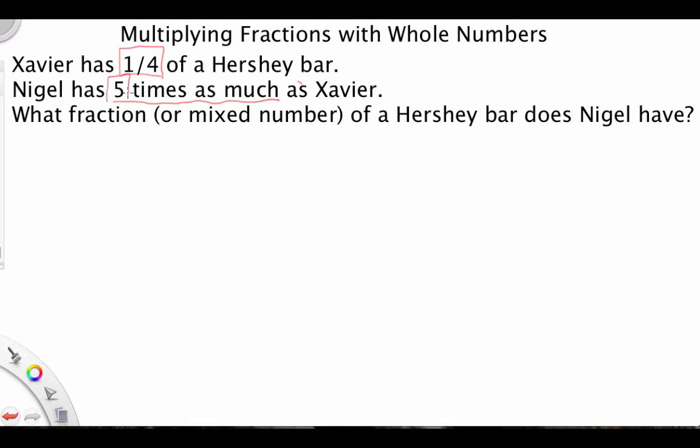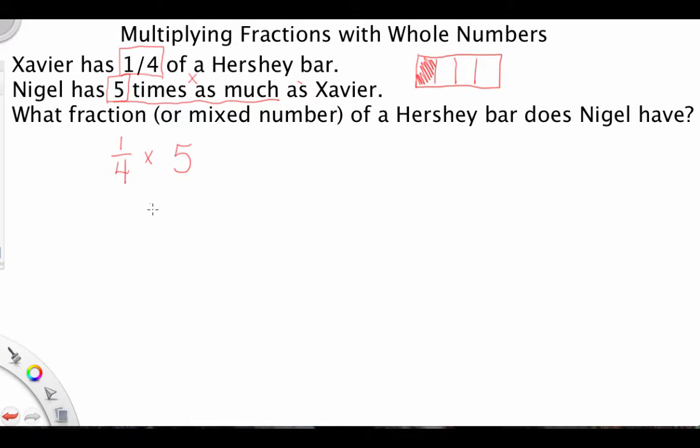5 is the other important number we're working with, and then "times as much" tells us to do multiplication as our operation. So our problem is going to look like this. We're going to write out 1/4 times 5. So 1/4 of a candy bar could mean we have a candy bar divided into 4, and Xavier has 1 of those parts. But Nigel has 5 times as much, so we're multiplying it by 5.